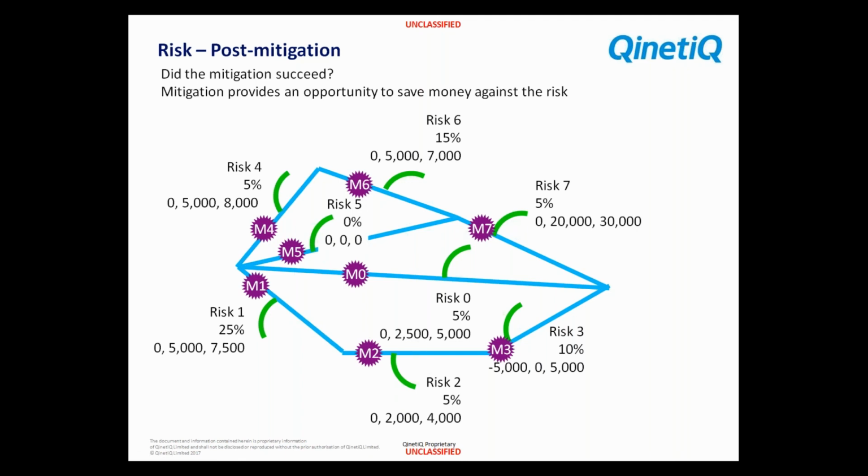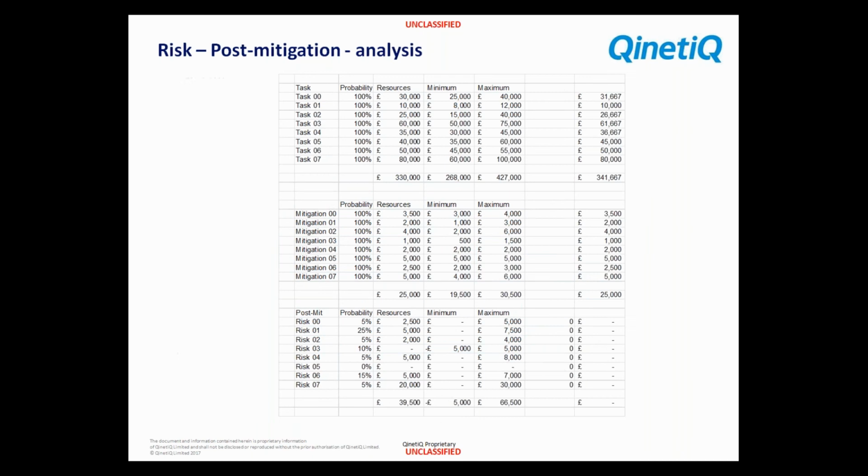So what do we do here? Well, the spreadsheet grows naturally, but at the top we're going to look at again the tasks that we're doing, 100% probability. We have to recognize then, post-mitigation, that the mitigation actions have to be funded. We have to actually do these mitigation actions to be able to reduce the probability or the impact of the post-mitigated risks.